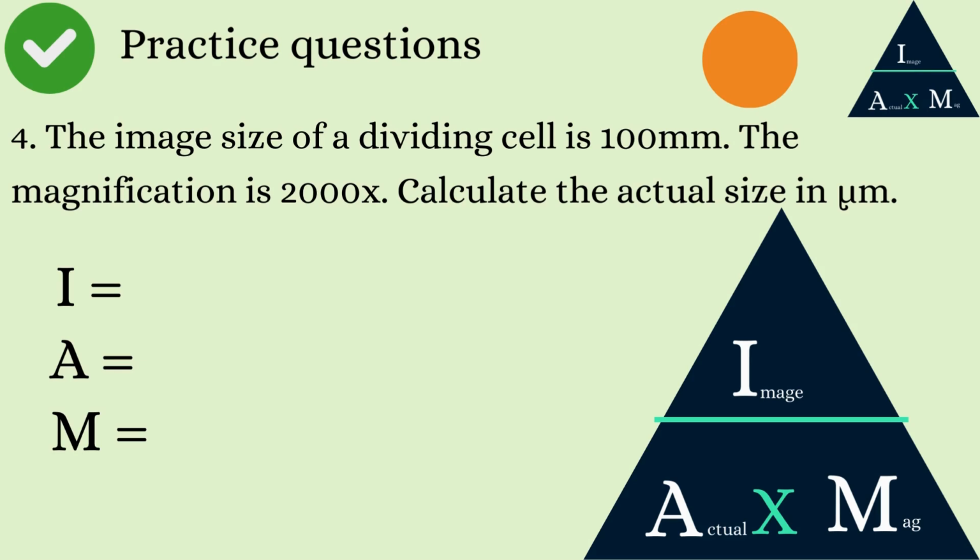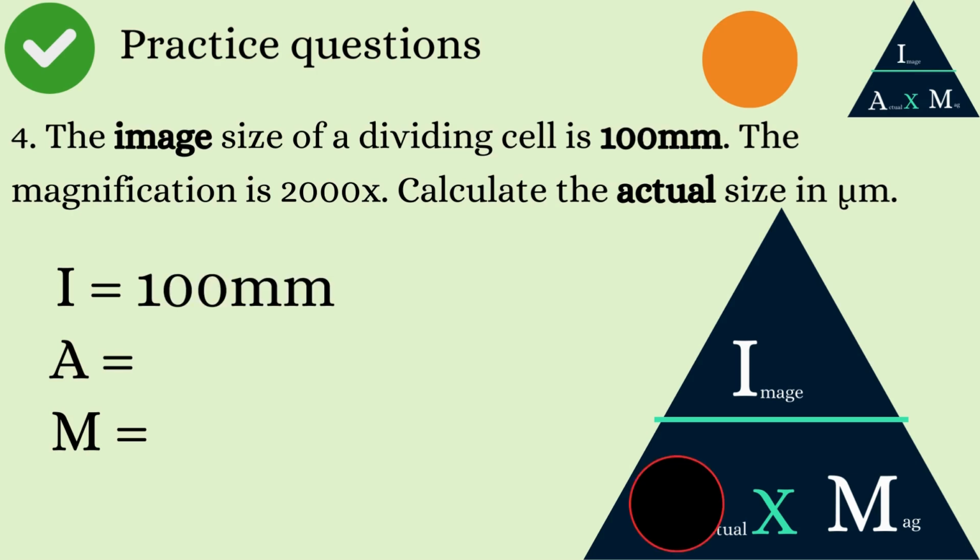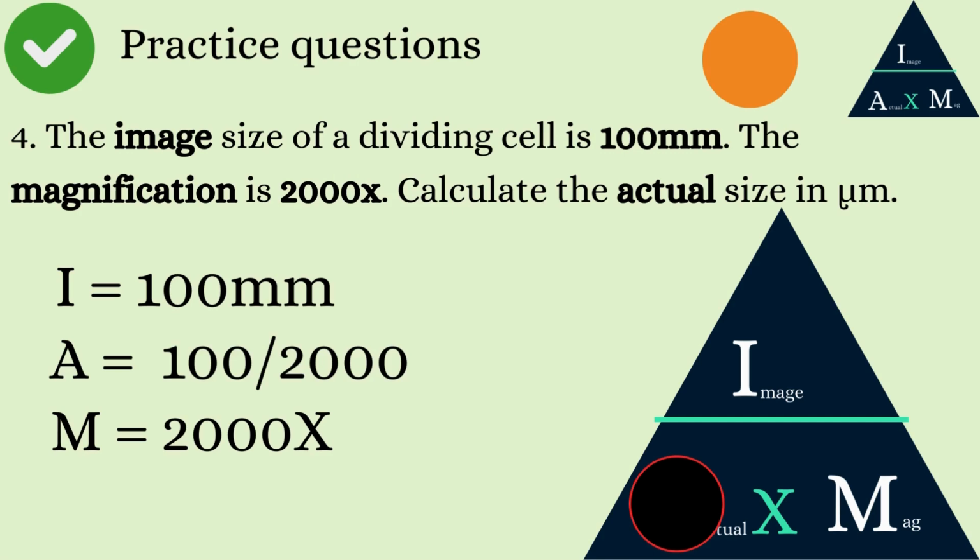We can start this question in exactly the same way to identify what we need to calculate and use of the triangle. So we've been asked to calculate the actual size, cover up A, identify I, which is 100 millimeters, and M, which is 2,000 times. Using my triangle shows me I do I divided by M, which is 100 divided by 2,000.